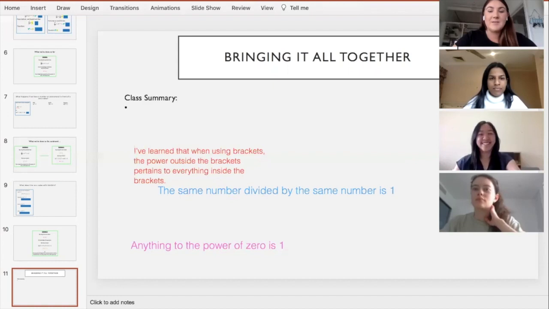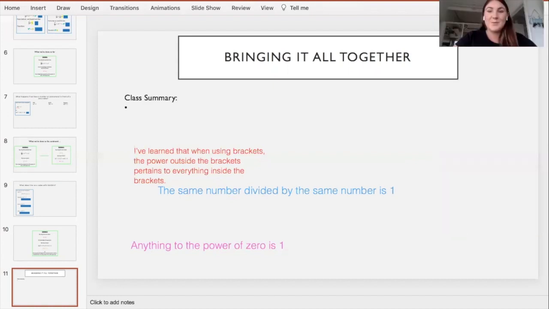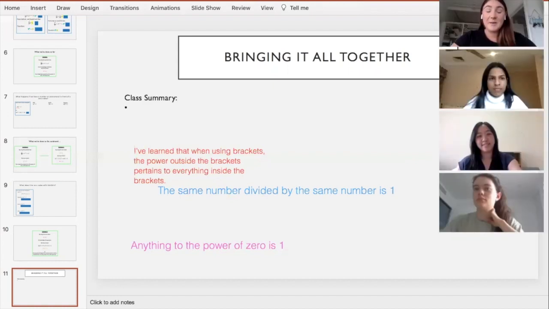The same number divided by the same number is 1. Yeah, it's so interesting that some people don't recognize that, and some people also don't recognize that a fraction is division. So I'm really, really proud of you girls for everything that you've done in this lesson and for recognizing some really great ideas. And yeah, let's continue with the rest of the lesson.